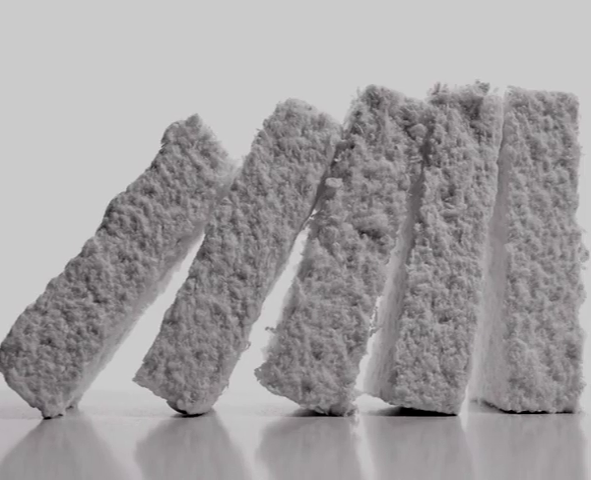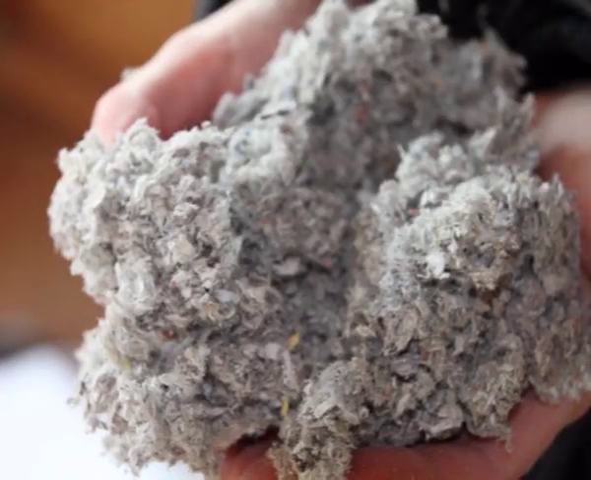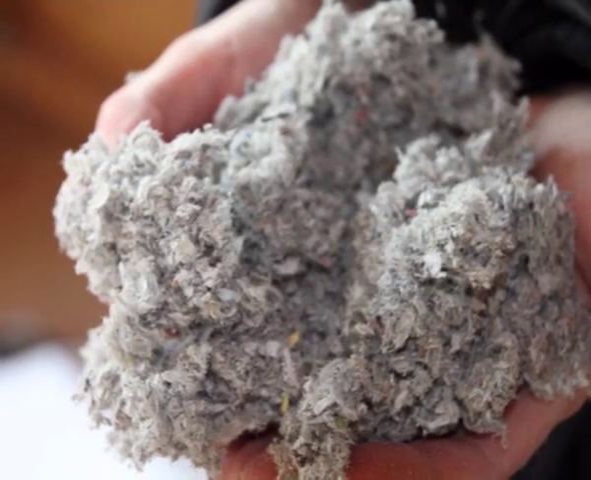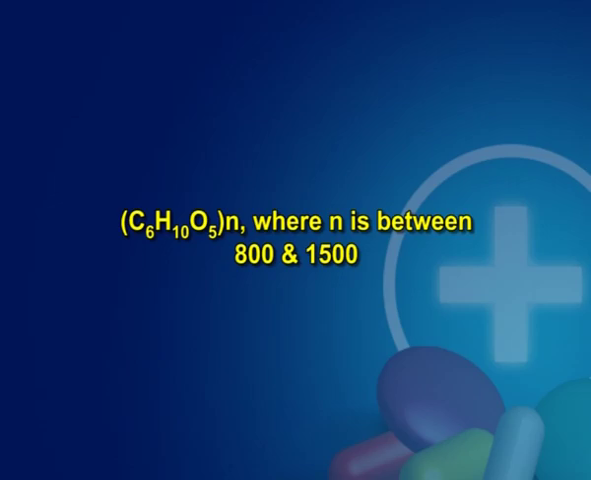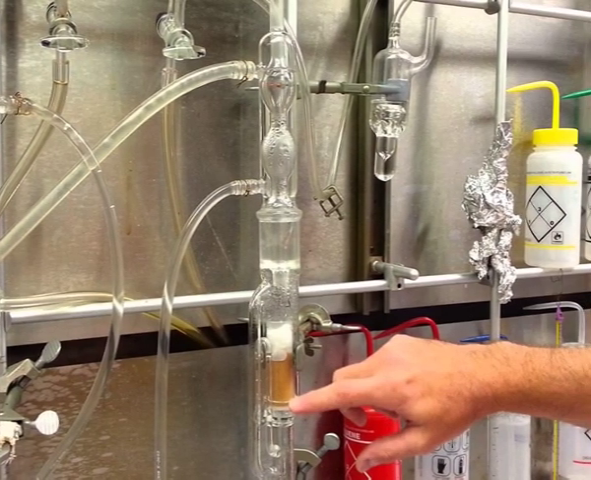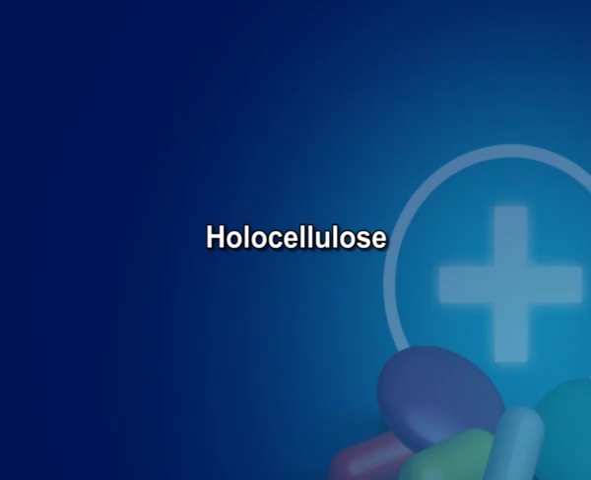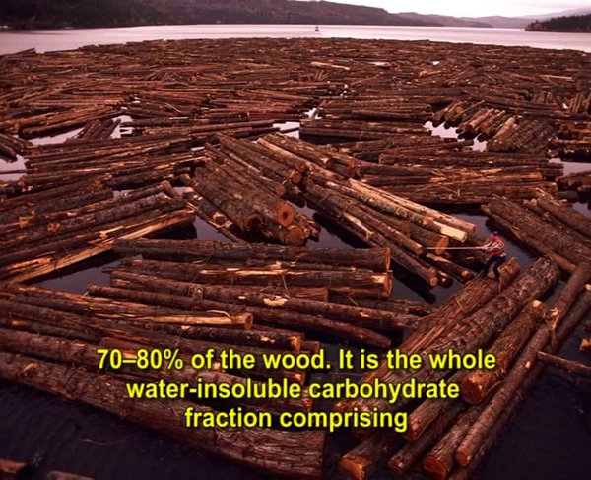The basis of all paper and board is pulp, which is in fact refined cellulose, with the formula C6H10O5 to the power N, where N is between 800 and 1500. The crude extracted cellulose is made up of three parts as follows. Number 1, holocellulose. This is 70 to 80% of the wood.